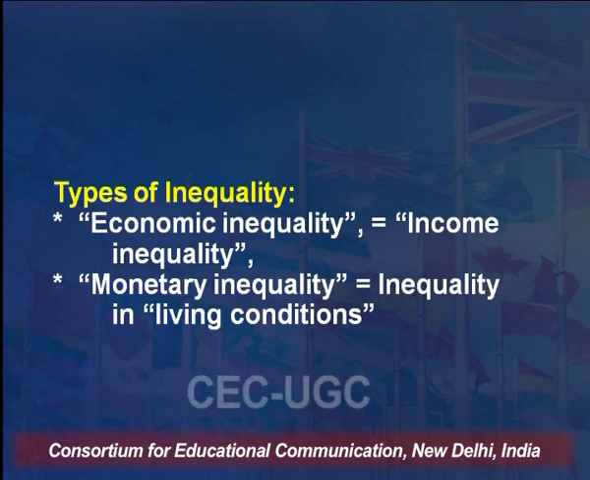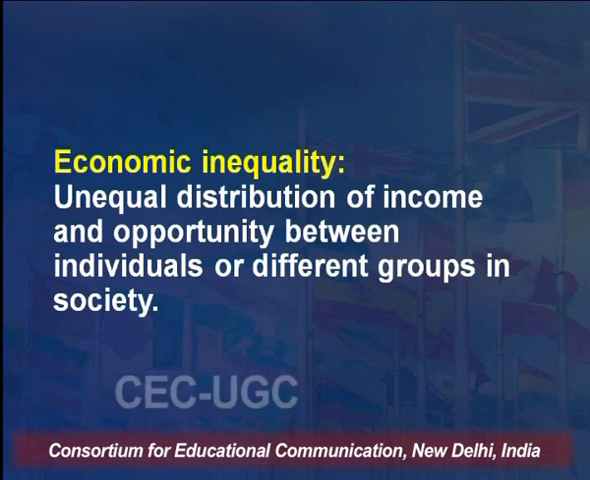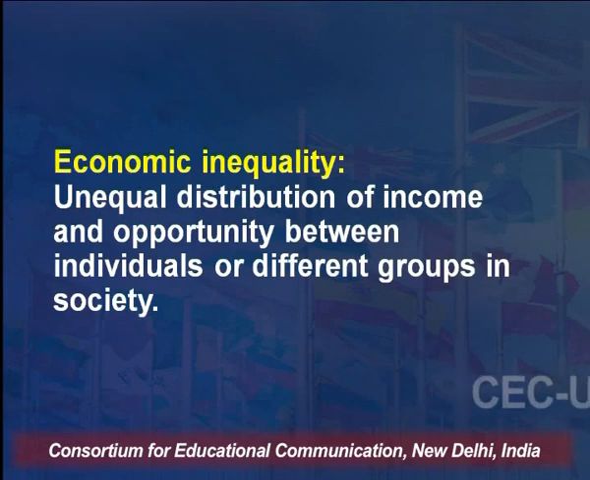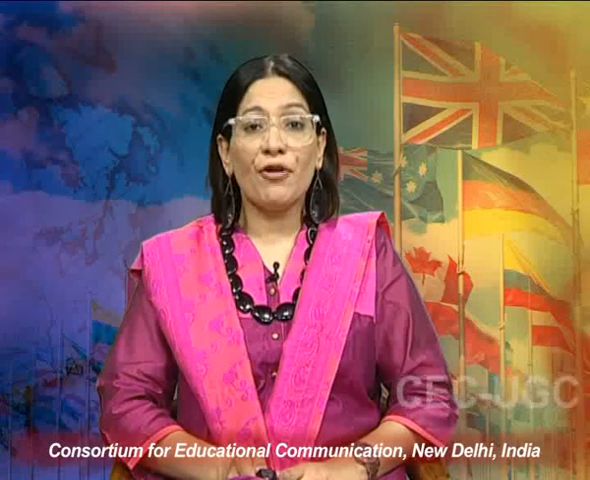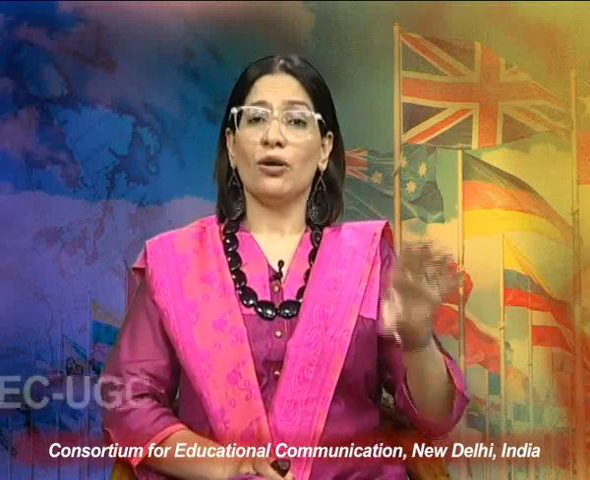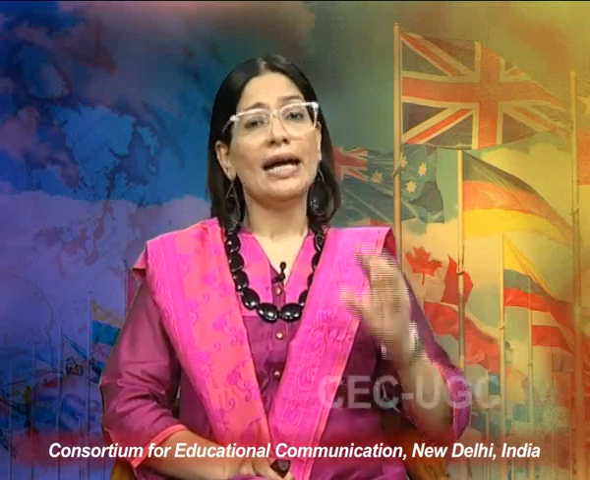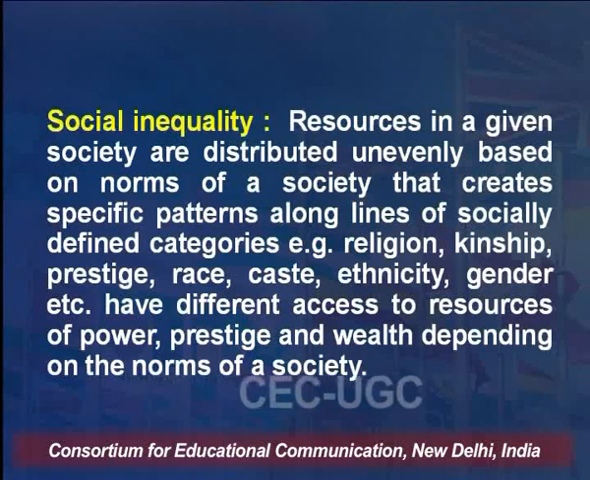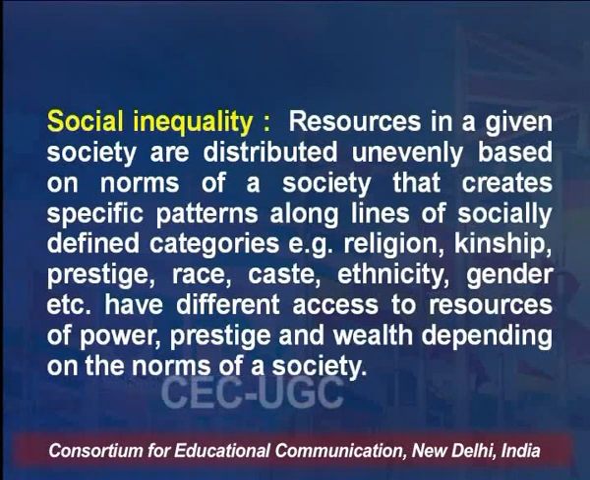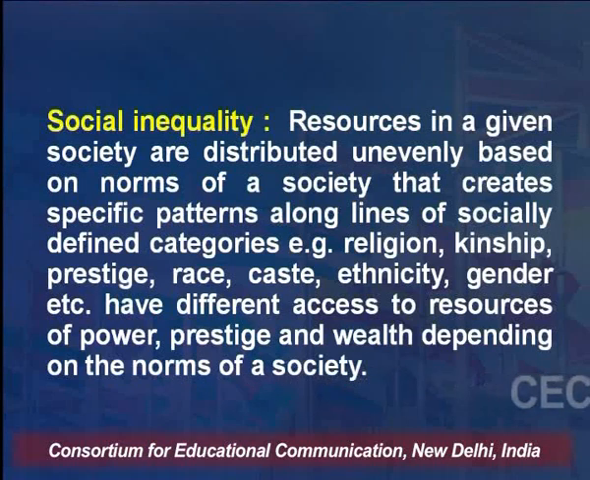Next is monetary inequality, that is, inequality in living conditions. Economic inequality, dear learners, as we saw, implies unequal distribution of income and opportunity between individuals or different groups in society. Social inequality, to distinguish it from income inequality, tells us that resources in a given society are distributed unevenly, and that could be based on the norms of a society that creates specific patterns along lines of socially defined categories that have different access to resources of power, prestige, wealth depending on the norms of a society.